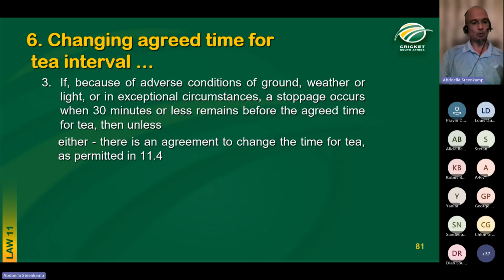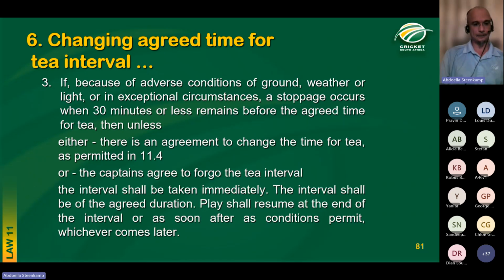So points number 1 to 3, when it comes to changing your time intervals for tea, you'll see it's almost exactly as for the lunch interval. The only difference is that for lunch, if it rains 10 minutes before lunch, we'll take an early lunch. Tea time is just 30 minutes. If an innings ends 30 minutes to tea, we'll take an early tea. If it rains 30 minutes or less to the tea interval, we'll take an early tea.